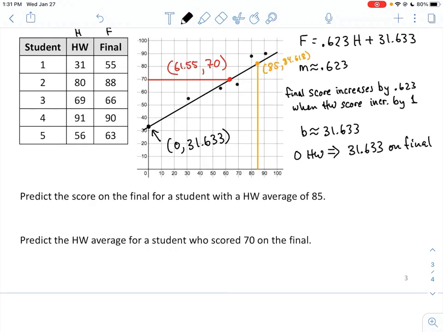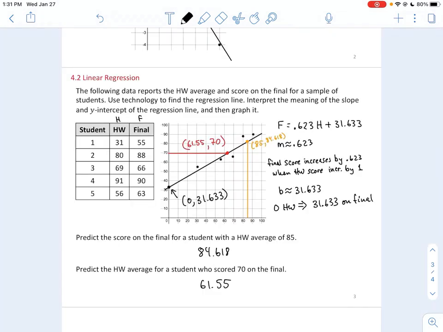Predict the score on the final for a student who had an 85 on the homework, and that prediction was an 84.618 score on the final. And predict the homework average for a student who scored 70 on the final, and we predicted a homework average of 61.55. And that's it for this section.